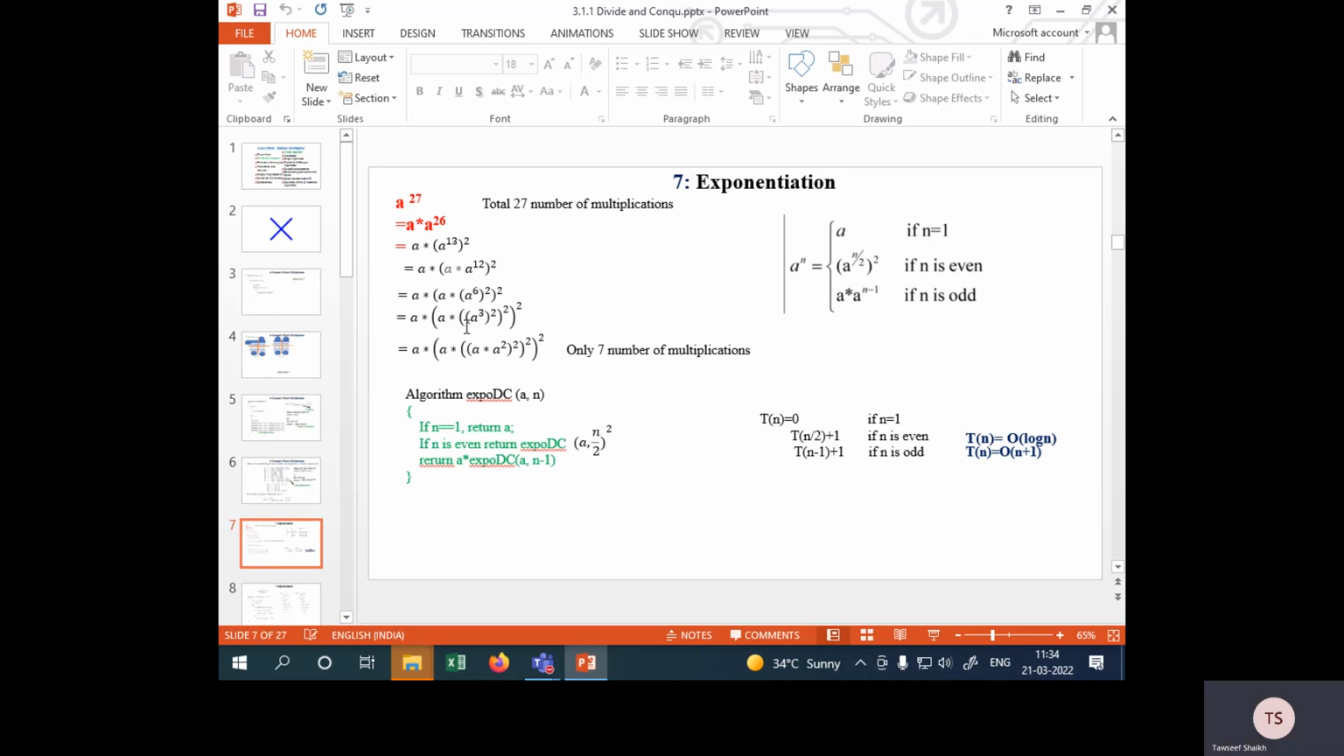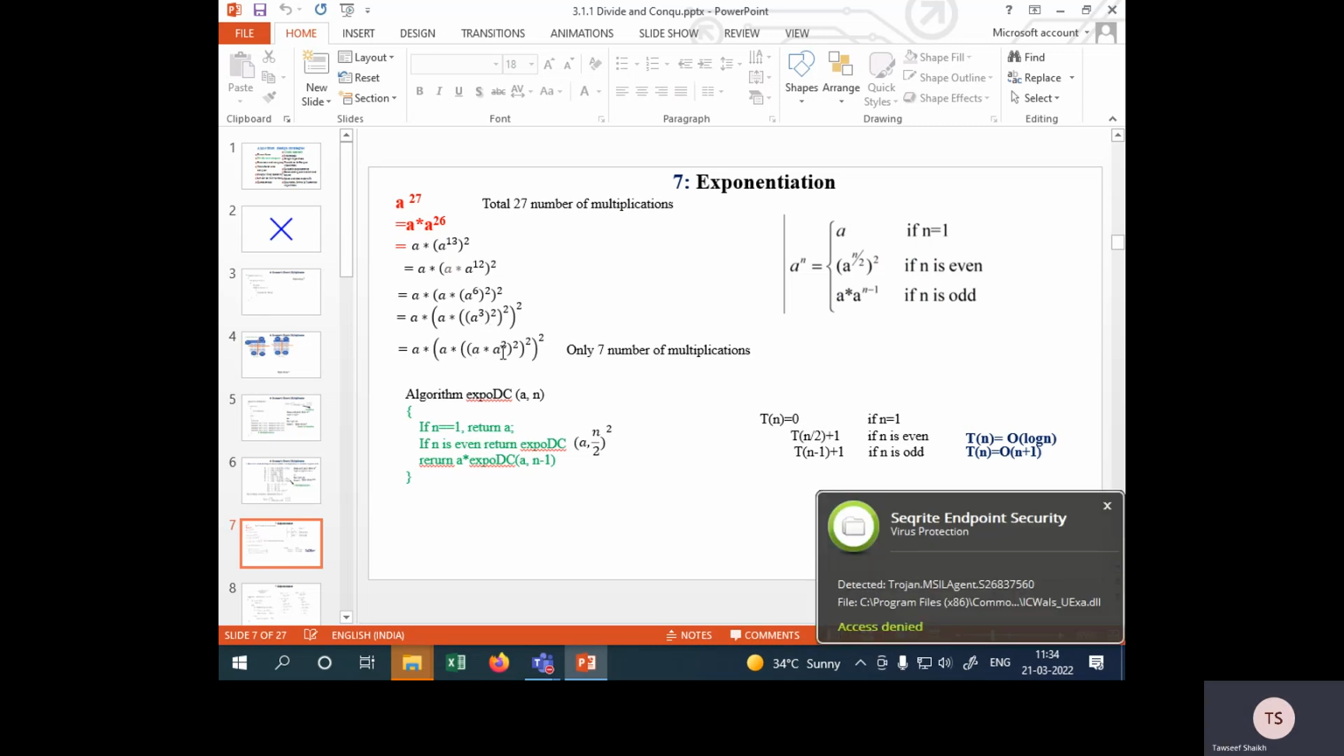Again I will go one step down. Now a power 6, I can write it as a power 3 outside 2, then this 2 is here, then this 2 is here. Again, I will go one more step down: a, and inside this bracket it is a power 3, that I can write as a into a square.